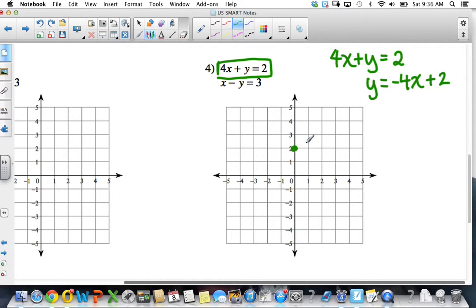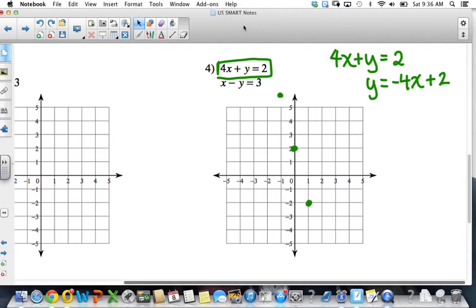The y-intercept is 2, the slope is negative 4, so I can go up 4 over 1 to the left, or I could go down 4 over 1 to the right. So 1, 2, 3, 4. And let's make sure I have an error here. If you guys didn't notice that, I didn't go up far enough. So this one is actually off the chart. 1, 2, 3, 4 over 1. So that's at 6, negative 1.